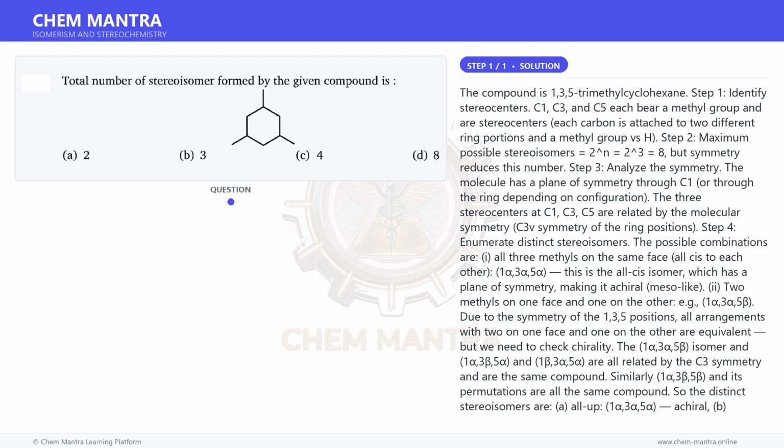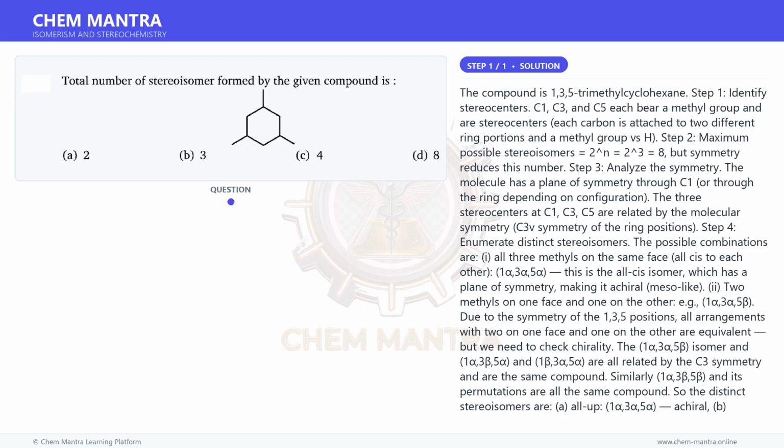II, 2 methyls on one face and one on the other. Example, 1 alpha, 3 alpha, 5 beta. Due to the symmetry of the 1, 3, 5 positions, all arrangements with 2 on one face and 1 on the other are equivalent, but we need to check chirality.